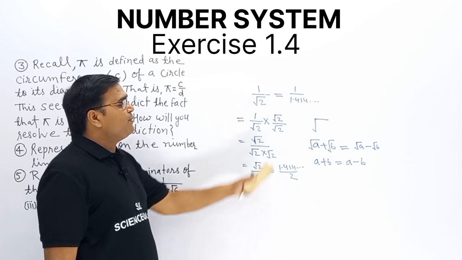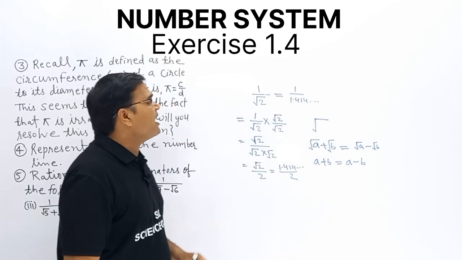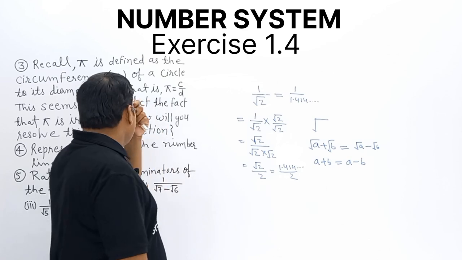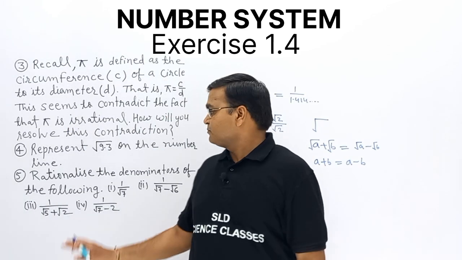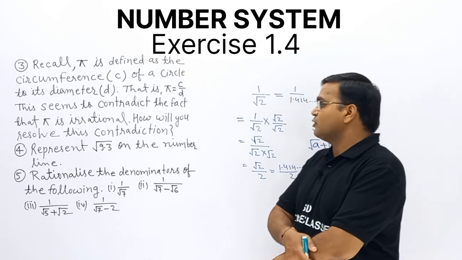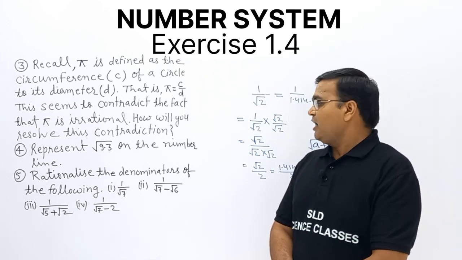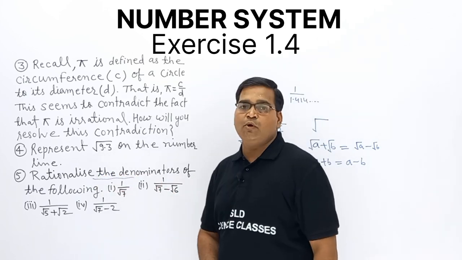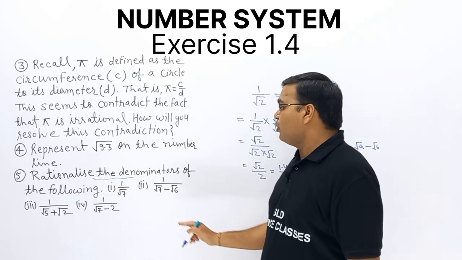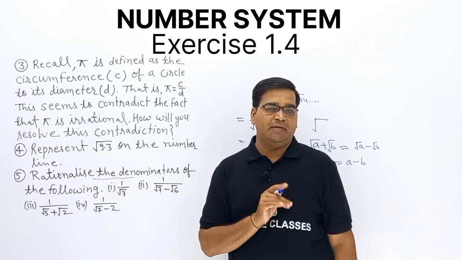Clear? So we will multiply and divide by the denominator's conjugate. What I am explaining there: I want to solve question number 5.1. And what about question number 5? Rationalize the denominator. First we should know why we rationalize the denominator, because we want to remove this square root term from the denominator.